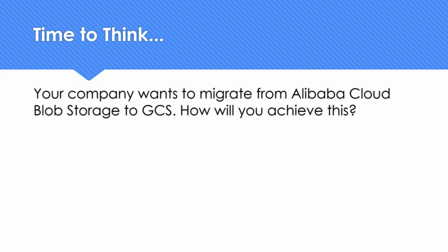What are the options which you have? gsutil you have, then you have Transfer Service for cloud, Transfer Service for on-prem, and Transfer Appliance. Four options you have. What is the option which you will use?